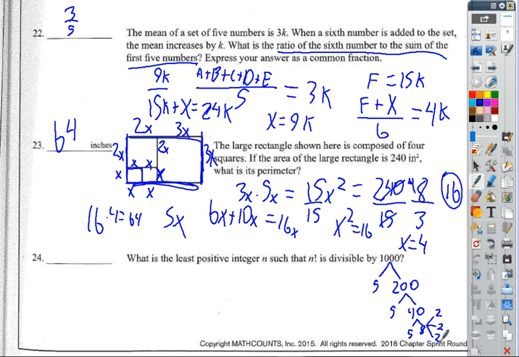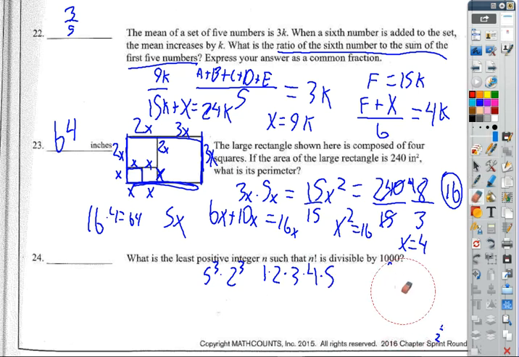So now you find the least positive integer n such that n factorial is divisible by 1000. So you need to have all of these factors. You need to have 5 to the third times 2 to the third in n factorial. So let's just start listing out factorials. So 1 factorial is just 1, times 2 would give you 2 factorial, times 3 would give you 3 factorial, times 4 would give you 4 factorial, times 5 would give you 5 factorial.